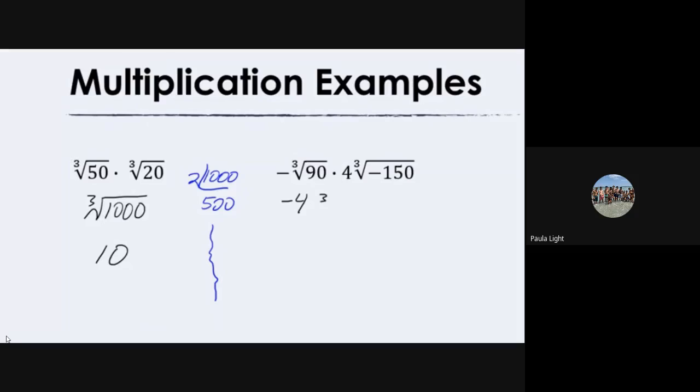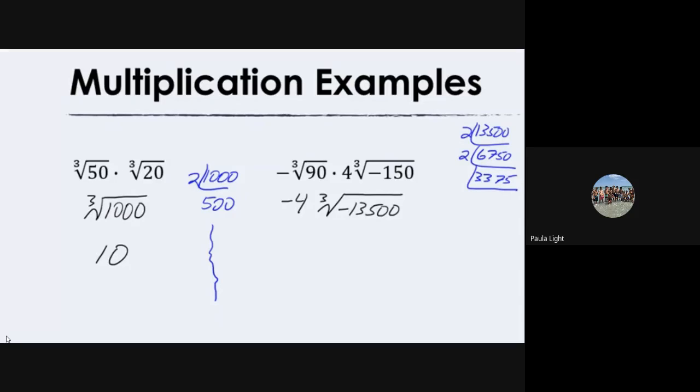And then the cube root of 90 times negative 150 will give me a negative 13,500. Ooh, big number there. But what's the big deal? We've got to calculate, right? So 13,500, even number. Let's cut it in half. That'll give me 6750. Even number. Let's cut it in half. 3375. Not an even number, so I have to think about it.